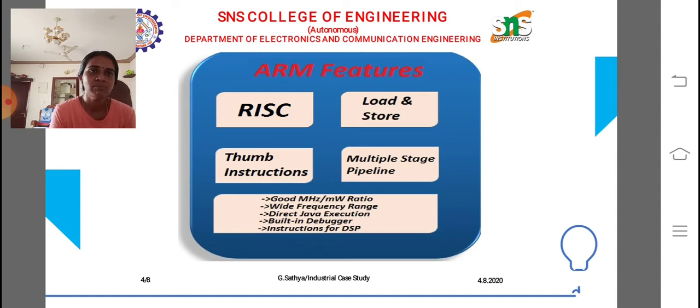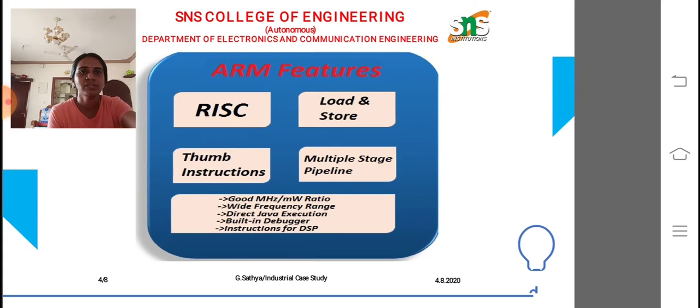Here we are using the multi-stage pipeline concept, that is, we use the megahertz frequency range, and we can increase the frequency range based on the applications. Execution of the process is very easy, and debugging is also very easy. So we mostly prefer the ARM processor unit.